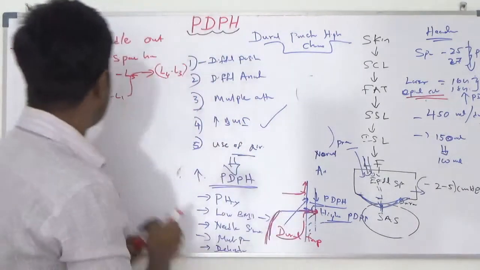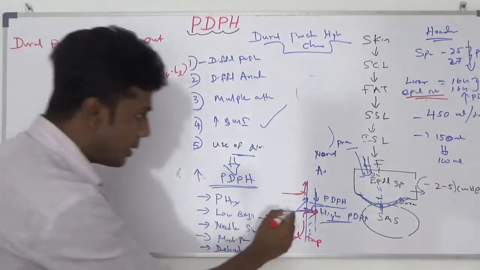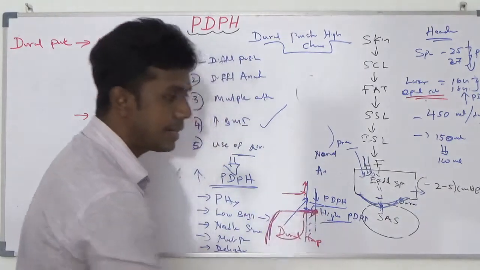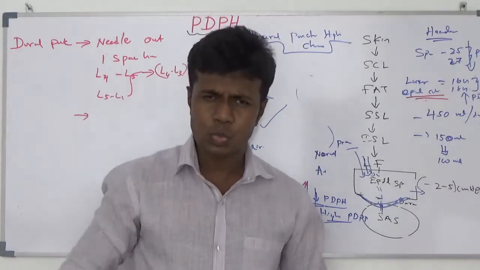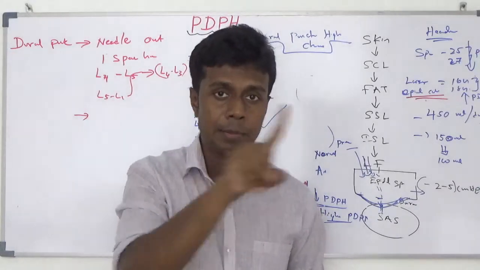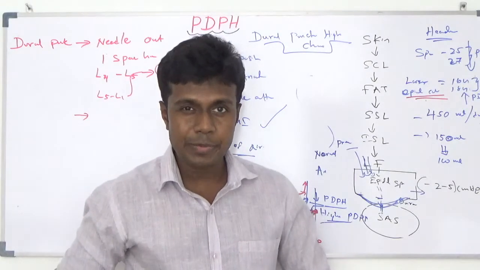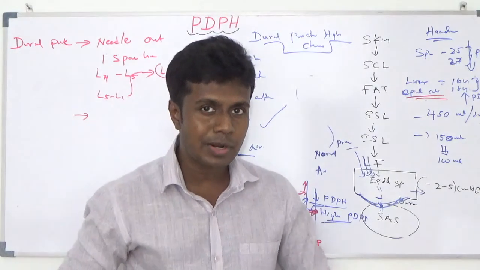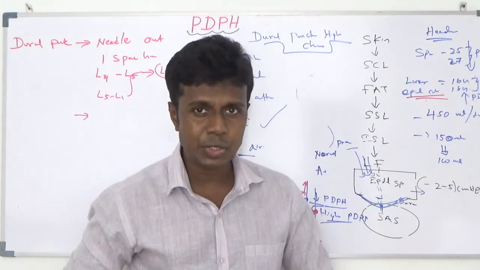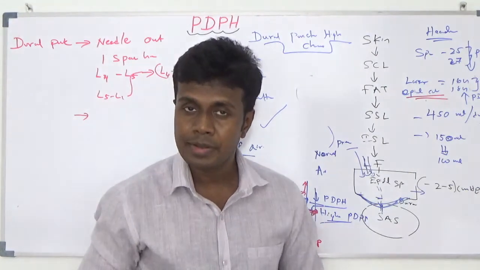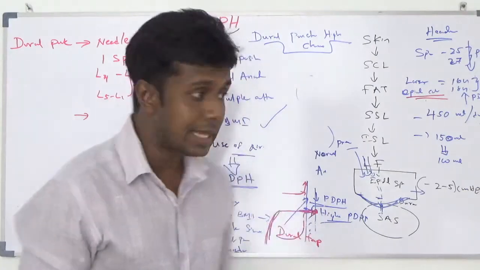Number two, from that hole you can insert the catheter into the subarachnoid space. You wanted to insert into the epidural space, but we are going to insert into the subarachnoid space. Is there any benefit of inserting the catheter into the subarachnoid space? Yes, you no need to go to another hole. You can use it as a spinal catheter.